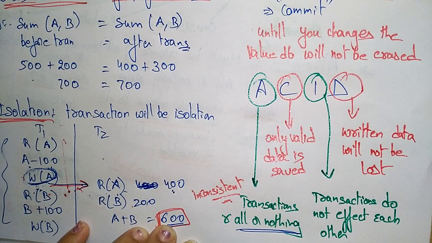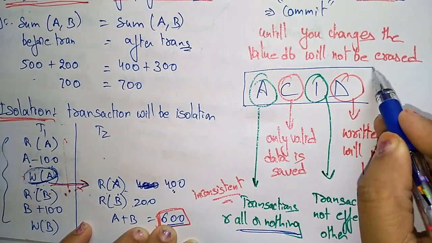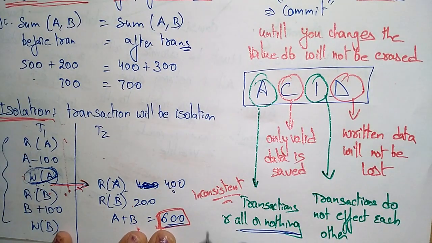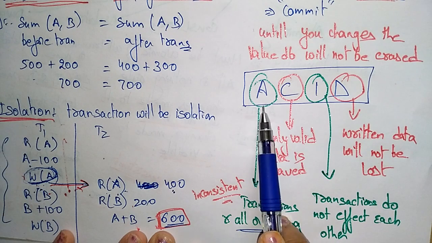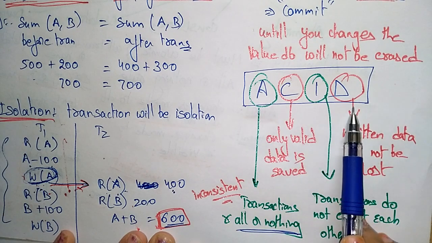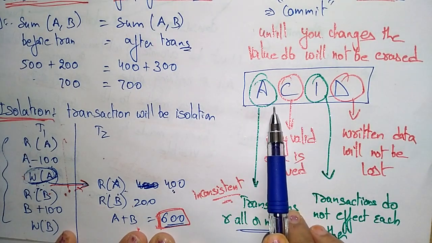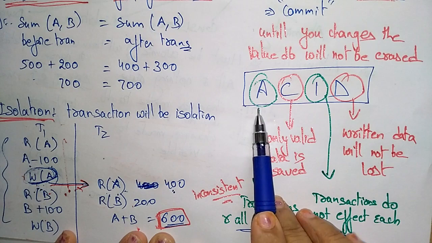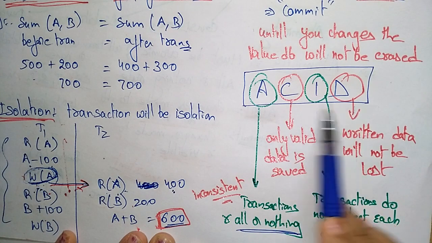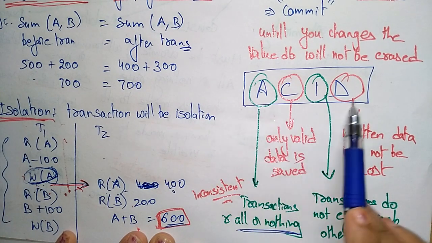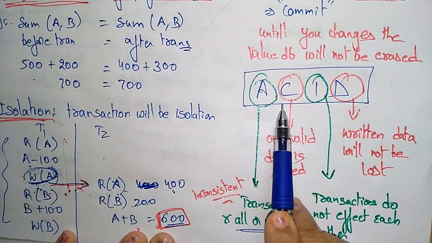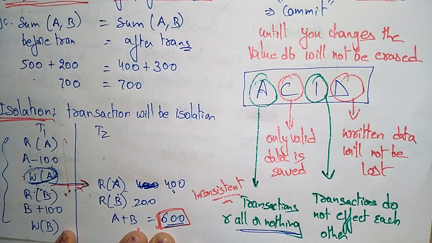So these are the ACID properties, one of the important topics in database management systems: atomicity, consistency, isolation, and durability. One thing you can note here: if your database follows atomicity, isolation, and durability, then your database is in a consistent state. You need not check for consistency. If these three are followed, then automatically the fourth will be there, and your database is maintaining a consistent state.